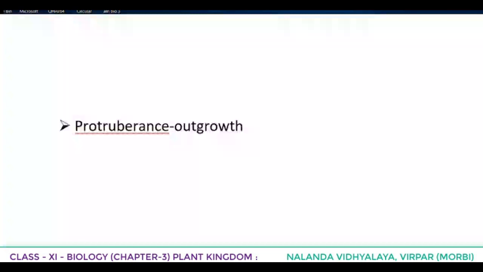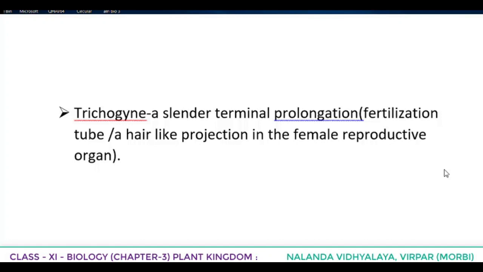Protuberance. What is the meaning of the word protuberance? Yes, note down: outgrowth. Trichogyne is a slender terminal prolongation, or we can call it a fertilization tube.